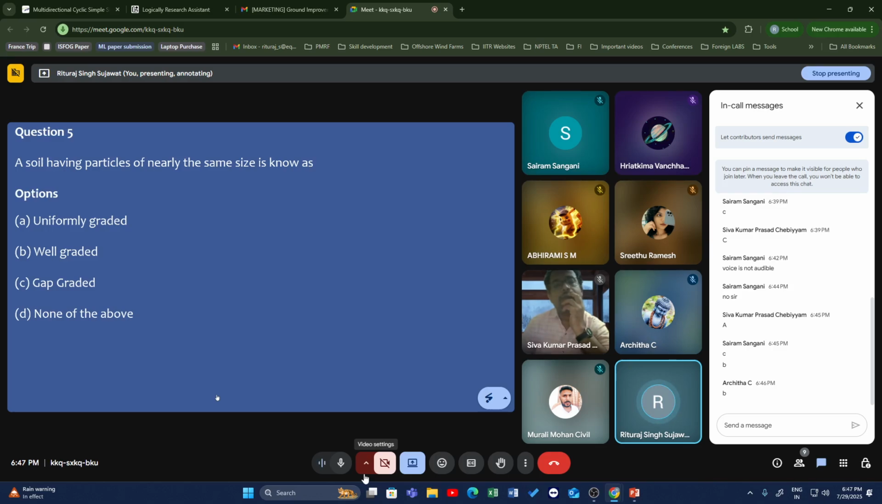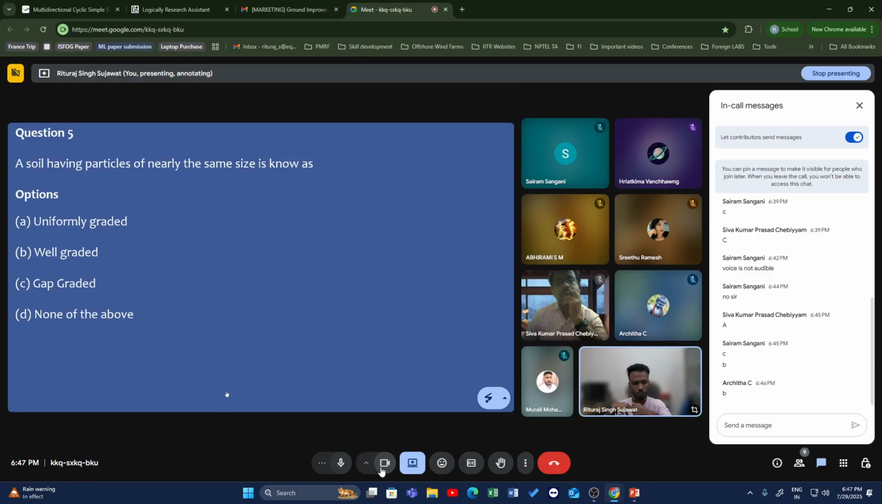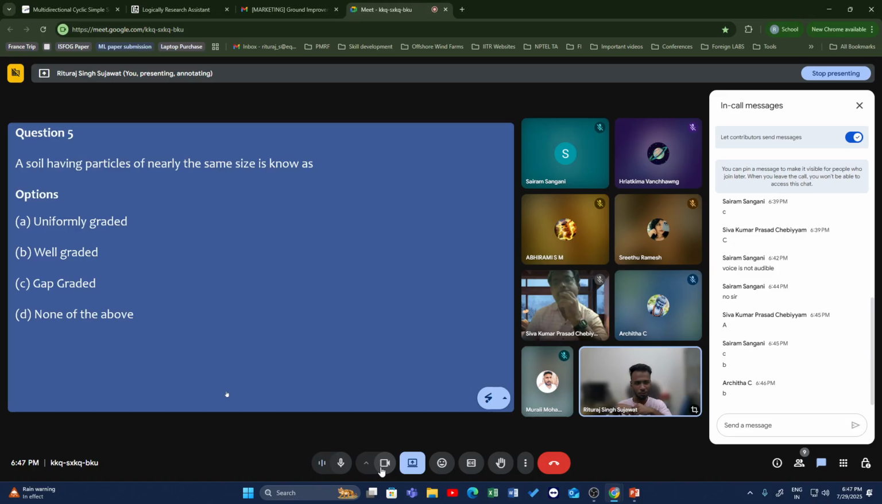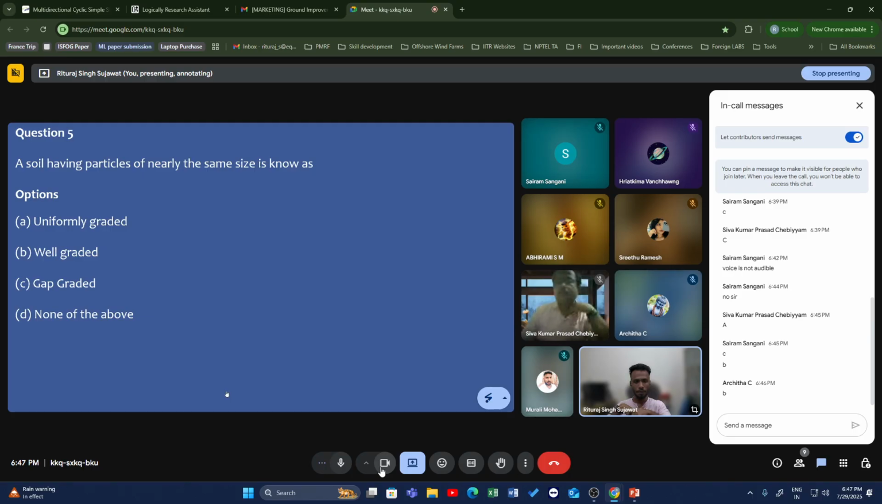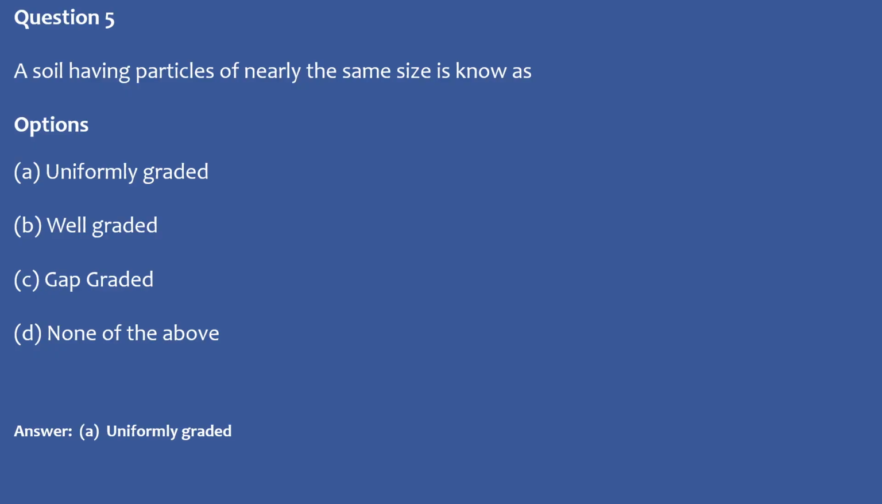We do have answers from some of our learners. There is a mix of answers, so I request you to please think once again upon the answers you have given, and then you can revise your answers. Okay, then let's check the answer. The correct answer is A. It's basically uniformly graded.